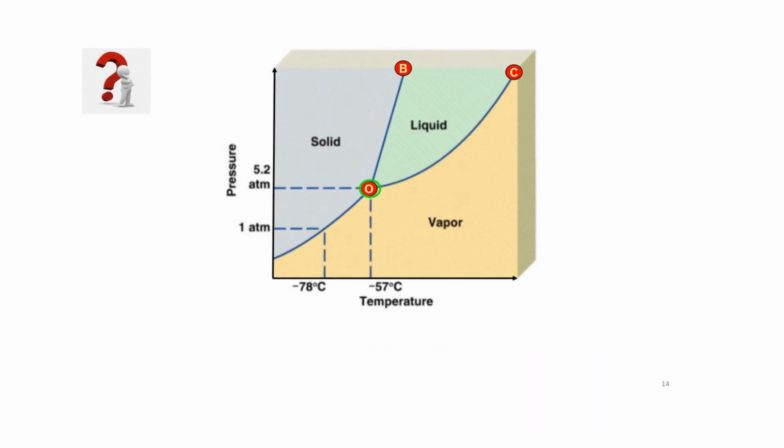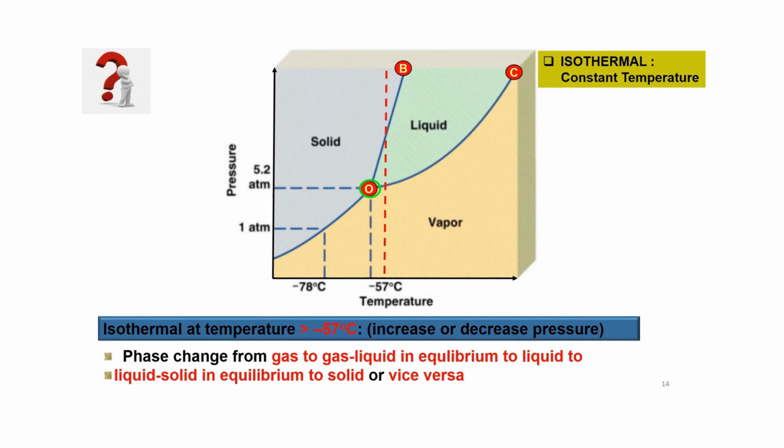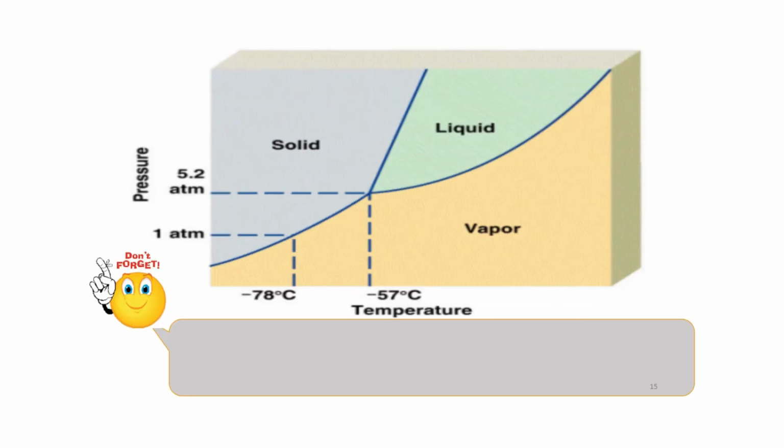Let's say we have the carbon dioxide phase diagram, but now we set the constant temperature. You see the red line there? So we set the temperature constant above negative 57 degrees Celsius. Can we describe the phase changes? So the phase change is from the gas, liquid in equilibrium, liquid, solid in equilibrium, then to the solid, or vice versa.